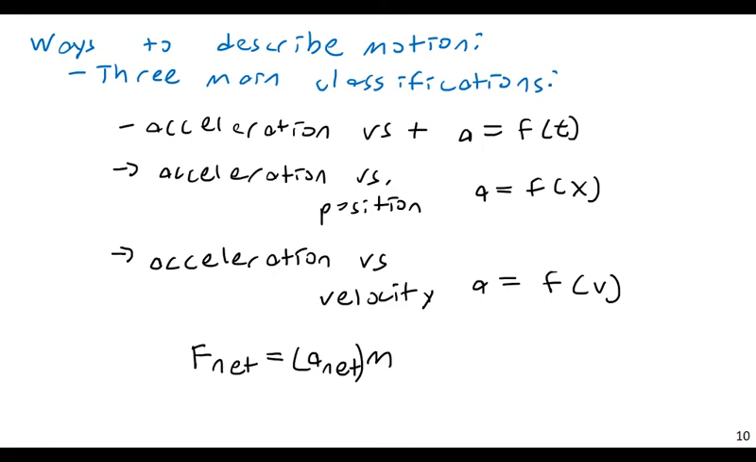If you have a spring, remember Hooke's law, F equals kx? In that case, the force that an object experiences on a spring is directly related to its displacement. If you pull the spring back further from its zero point, you'll experience a greater force. If you pull it less, you experience less force. So that's a case where acceleration versus position makes a lot of sense. Can anyone think of a case where acceleration versus velocity would make a lot of sense? Can anyone think of a system where the force is directly related to the velocity of an object?